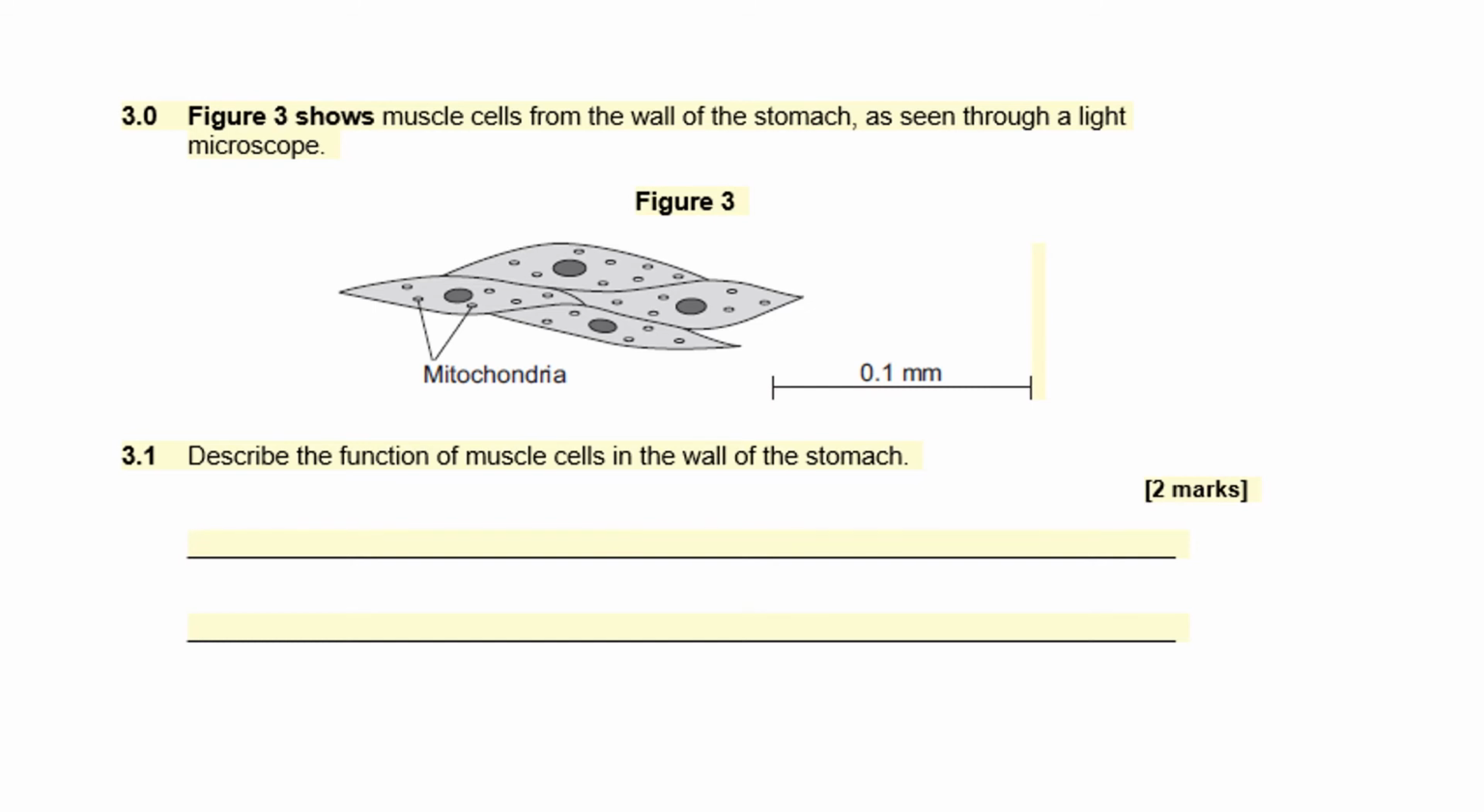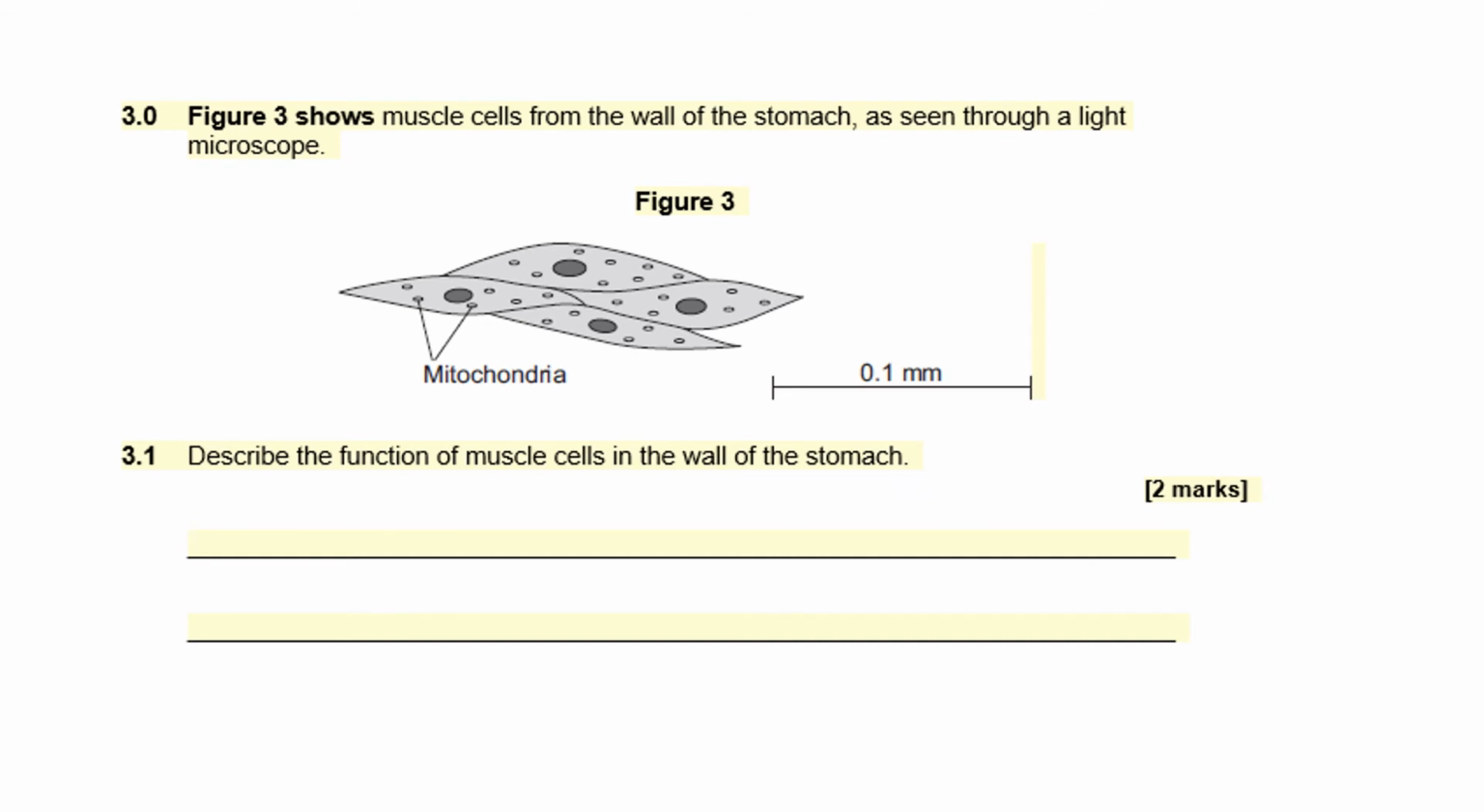So in this question, our command word is describe. So you just need to talk about what they do. You don't need to say how they do it, why they do it, or anything like that. You just need to describe their function. Now, it's specifically referring to the wall of the stomach, and it's going to be worth 2 marks. So if we say what the function of the muscle cells is and how that works in the stomach, that's where we're going to get our marks from.